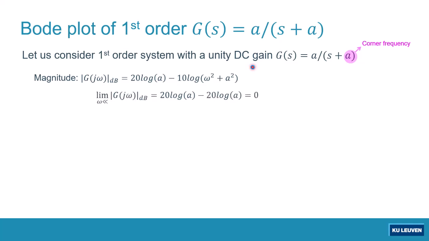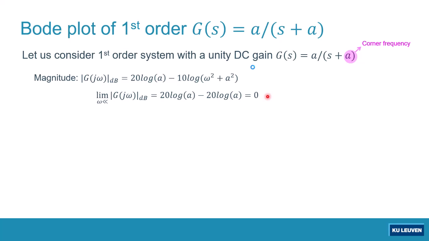I will analyze it for two different regions. I will first consider how the magnitude will look like at very low frequency. If frequency is very low, close to zero, then my magnitude in dB scale will be close to 20 log A minus 10 log A square. Remember, the omega will be very small. 10 log A square is equal to 20 log A, right? So when omega is very, very small, the magnitude in dB scale will tend to be equal to 0.